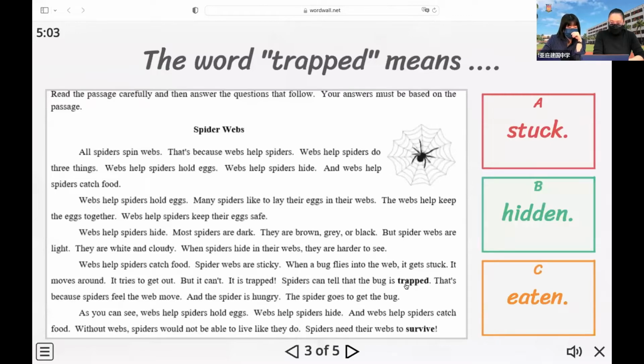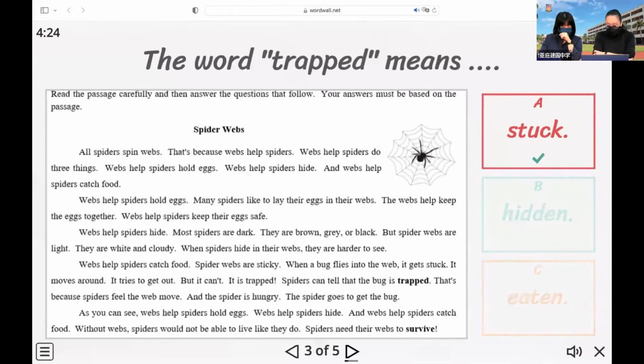Okay, but what if we do not know the meaning of trap? Can we just leave it blank? Should we? You can guess the meaning. You can always guess the meaning. So now, which one? Stuck, hidden, or eaten is the most suitable answer? Stuck. Yeah, stuck. So here, Teacher Rin will always advise you, if you do not know the answer, don't give up. Just guess the meaning, it is better than leaving it blank.